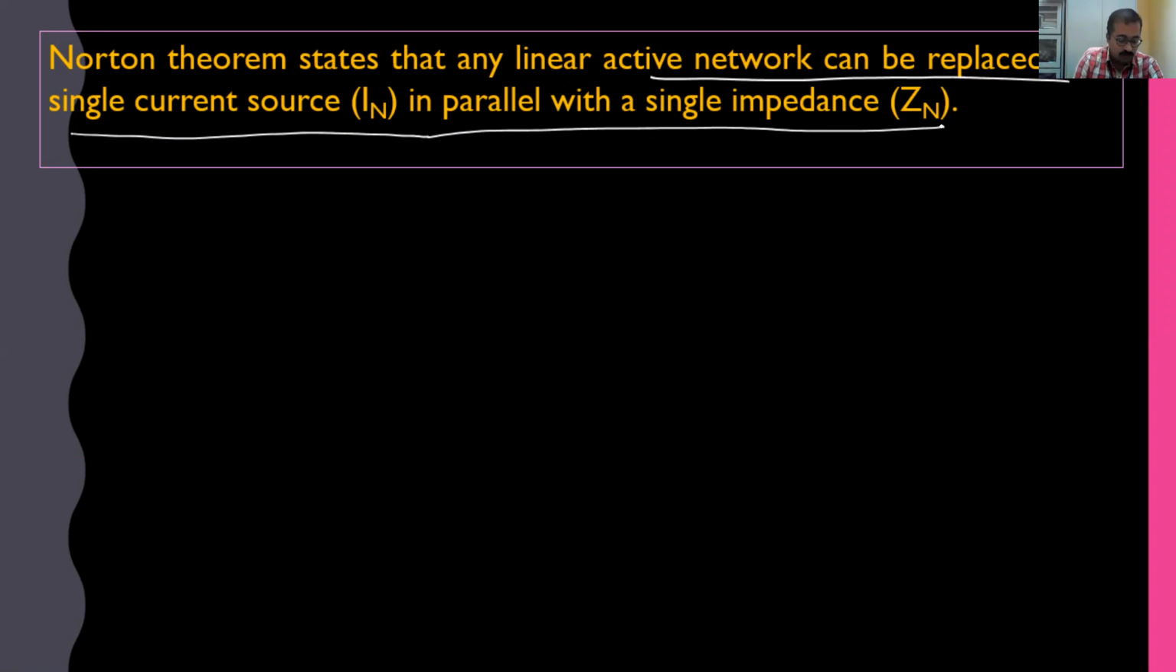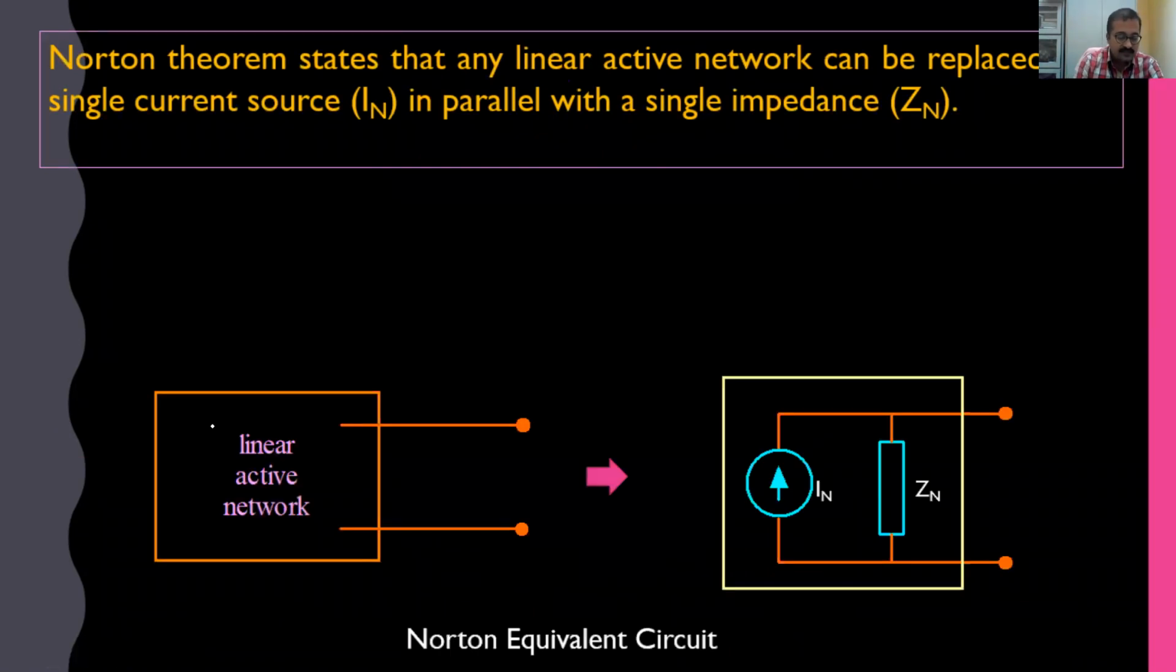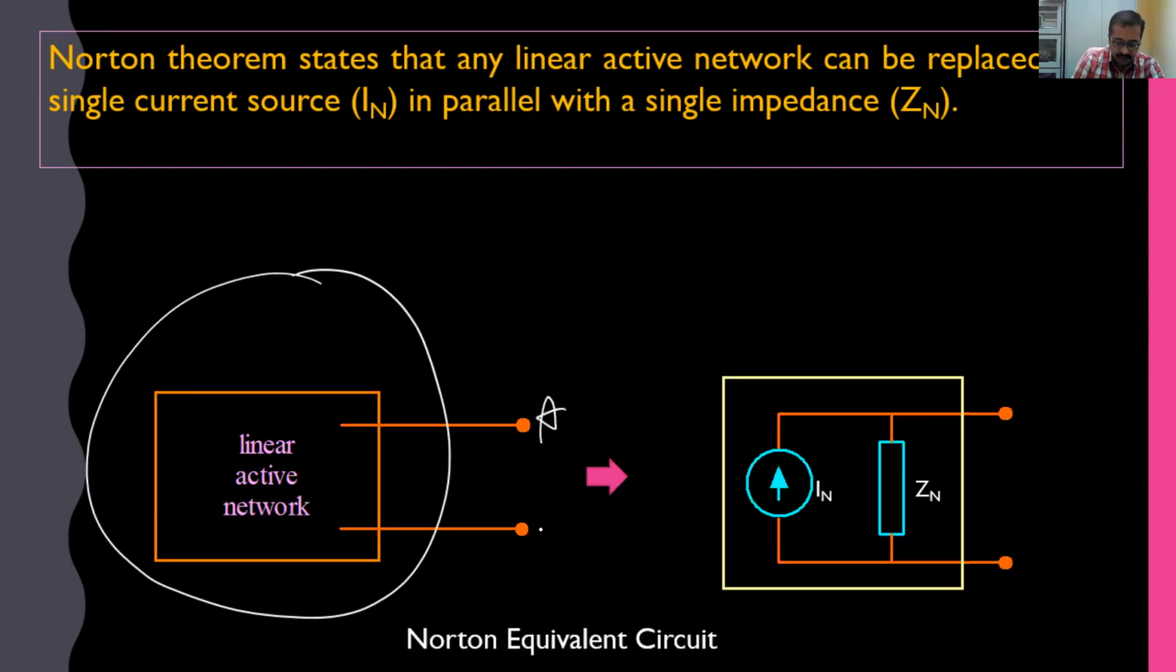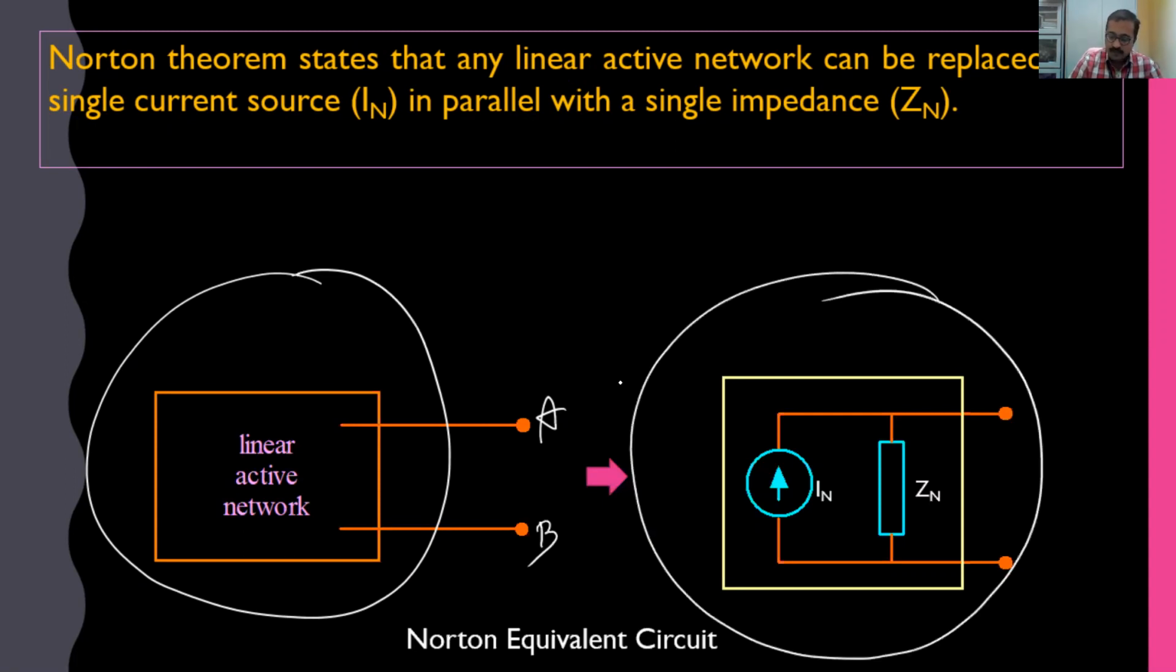Say for example, you have a linear network like this, given on the left hand side figure, right? So this is a linear network with two terminals, say A and B. It can be converted into its Norton equivalent shown on the right hand side, like a current source IN in parallel with an impedance Zn. Okay, so this is the Norton equivalent. These are the points A and B.